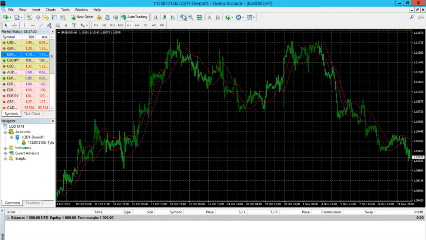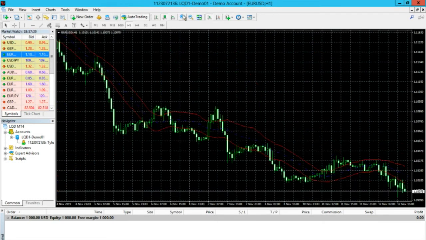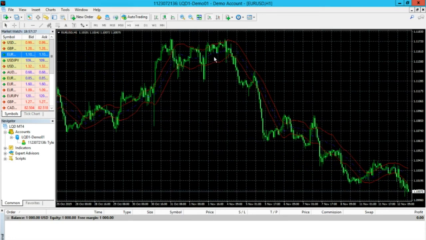So if we zoom in here real fast, you can see here that the top line is acting as a dynamic resistance. You can see the price keeps bouncing off of this multiple times, breaks through, but then comes back, constantly acting as a dynamic resistance line. And then you can see the bottom line is constantly acting as a support line, right?